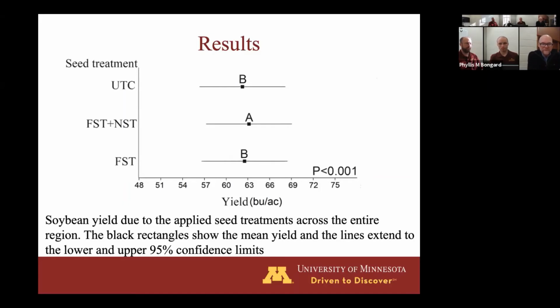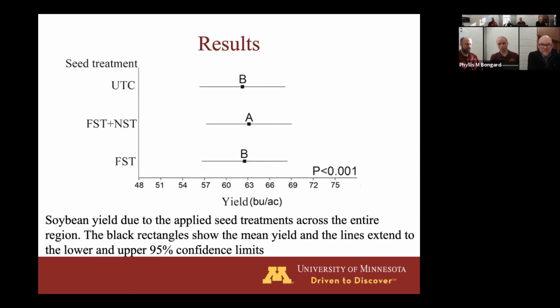You know, the key to the results, I think, are right here. This basically summarizes the most important bits of this, when we look at all those locations, all those 194 individual trials. This is the yield results that we see. The top line represents the untreated control. The next line is the fungicide neonic seed treatment combination, and then fungicide alone on the bottom line.